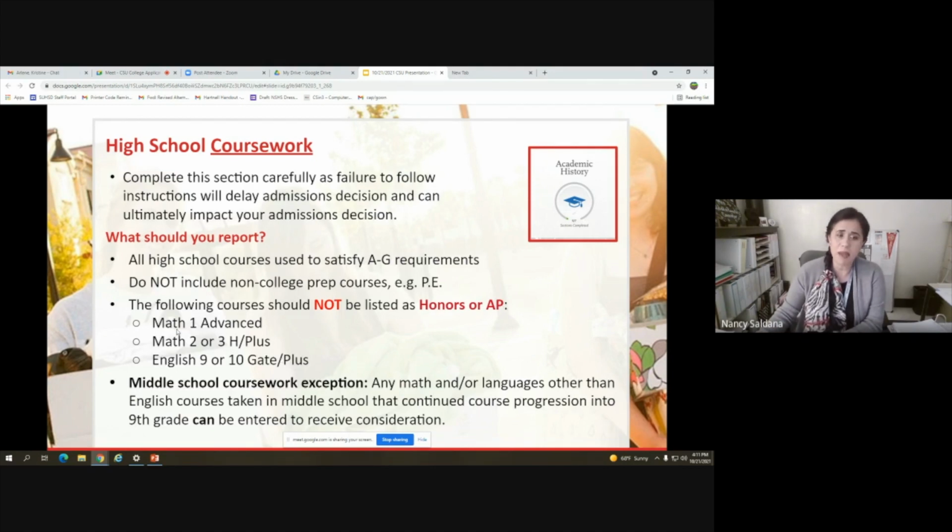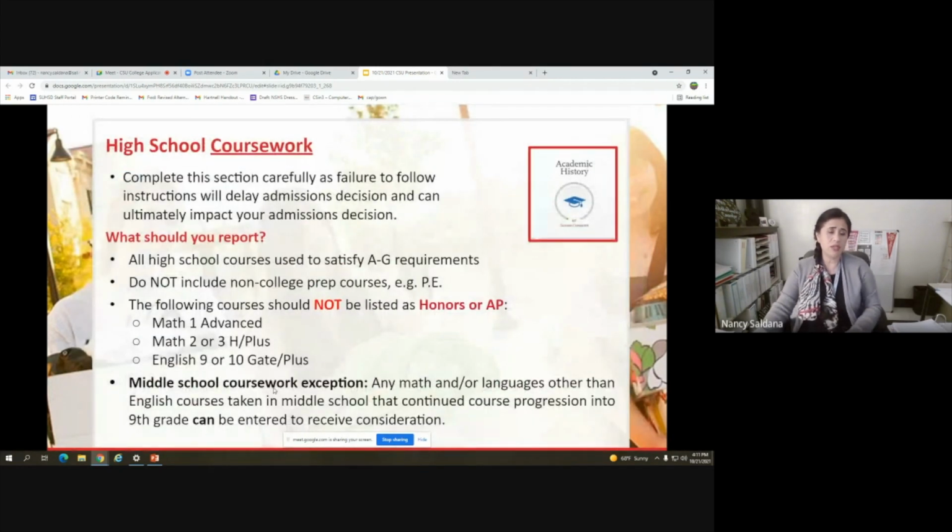Please keep in mind that Math 1 Advanced is not considered an honors class. Math 2 or 3 honors, or Math 2 plus or Math 3 plus, are not considered honors classes, so you are not going to list them as honors courses. English 9, English 10 GATE, or English 9 plus, English 10 plus are not honors courses. So keep that in mind. You do not list them as an honors course.